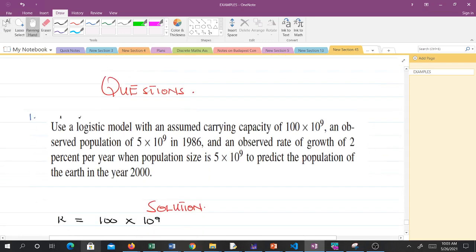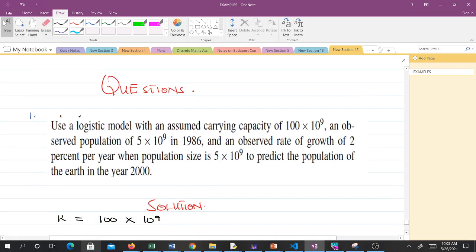So now let's solve some examples on the logistic model. So we have a question. It says use a logistic model with an assumed carrying capacity of 100 times 10 power 9, an observed population of 5 times 10 power 9 in 1986. So that's our carrying capacity K, and this is our P naught, the initial population. And an observed rate of growth of 2% per year when population size is 5 times 10 power 9, to predict the population of the Earth in the year 2000.